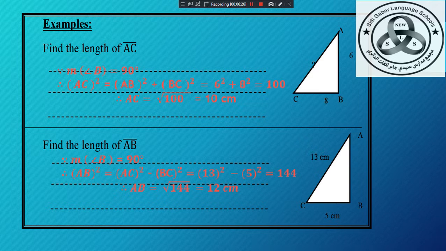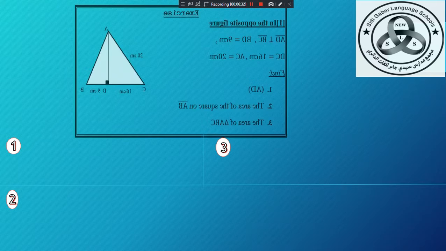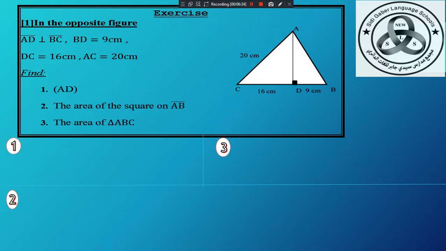Okay, let's move to the next page. Page 53, we have an exercise on Pythagoras theorem. The figure which he gave me is a triangle ABC, and we have AD perpendicular to the base BC. He asked me to find the length of AD. This is the first required. So which triangle do we have to start with? We can start with the triangle ADB.